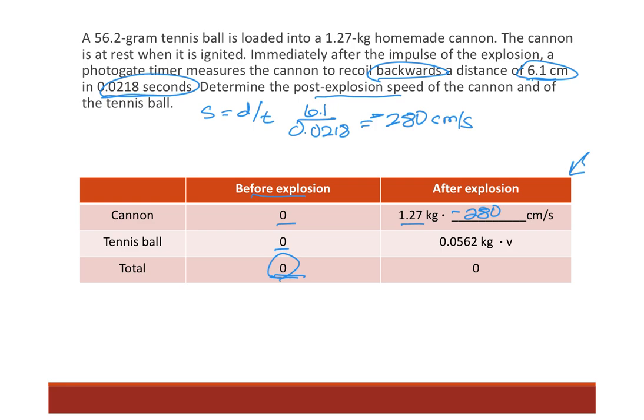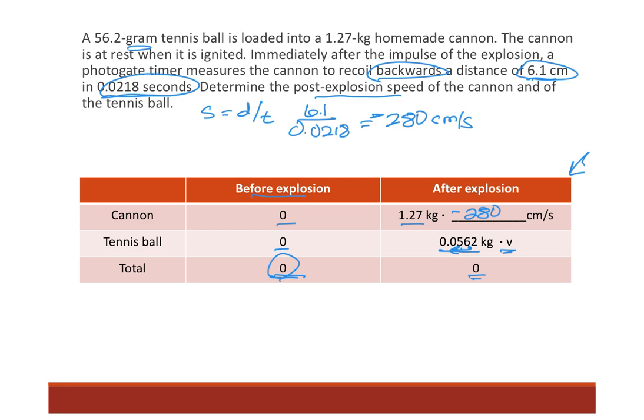Now, what about the tennis ball? The tennis ball's mass is given in grams. We've got to do a conversion. So remember, our King Henry died by drinking chocolate milk. Gram is the base unit in the middle. In order to go from grams to kilograms, we're moving that decimal point 3 places to the left. So we started here at the 56.2. Moving 3 places to the left gives us 0.0562 kilograms. That'll be times the velocity that we're trying to figure out, our unknown speed of the tennis ball. But all of that still has to equal 0.